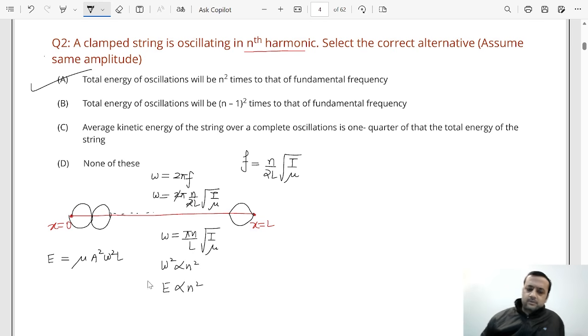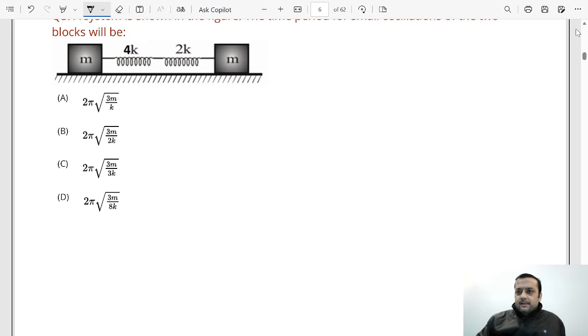I hope you have understood this. In the fundamental mode, n will be 1, and in the nth harmonic, it will be n square times. All right. So option A will be the correct answer for this question. Okay. Then let us see this question here.